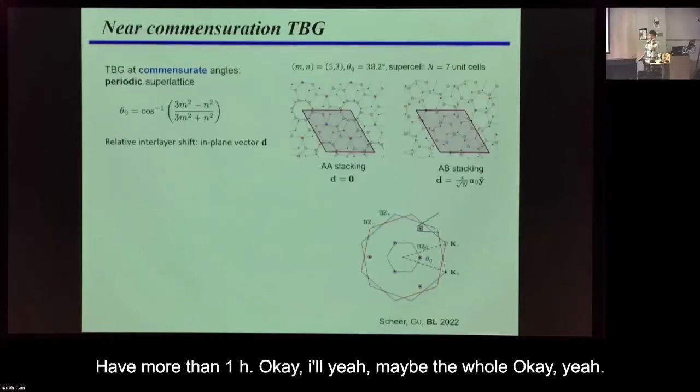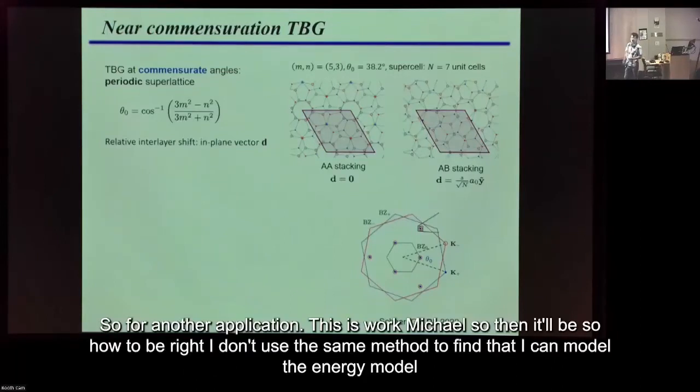So for another application, this is work that my students Michael and Kaiyuan did together with me. We showed earlier how to derive the twisted bilayer graphene model using symmetry analysis. And this is just another example. If I consider another moiré system, I can use the same method to find a low energy model for the system.